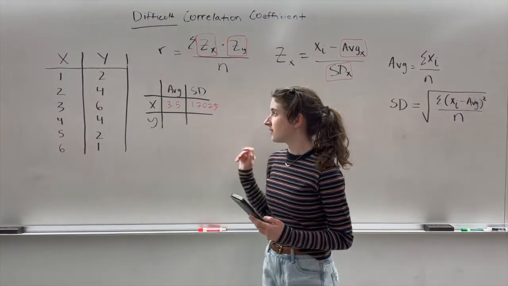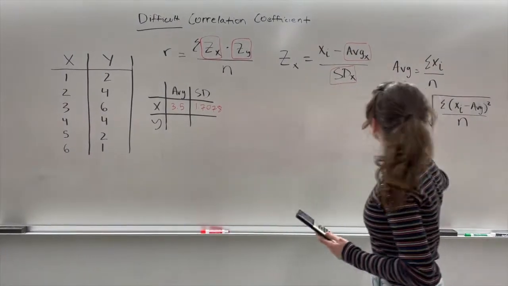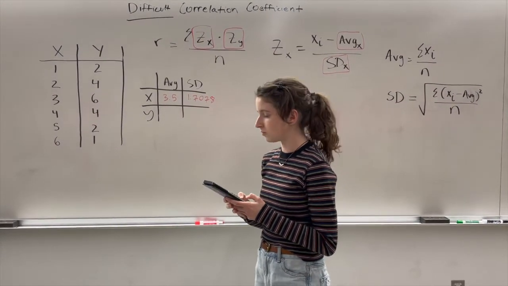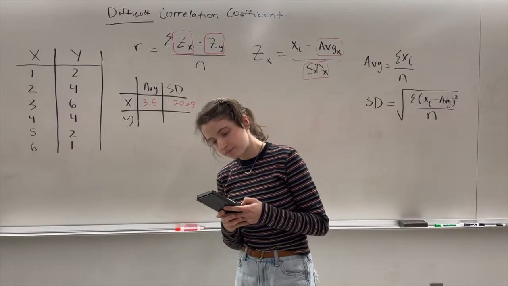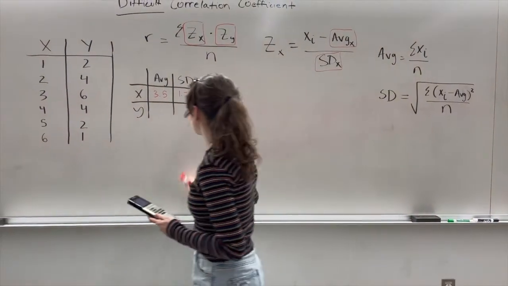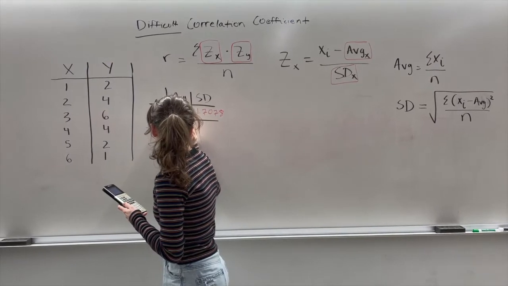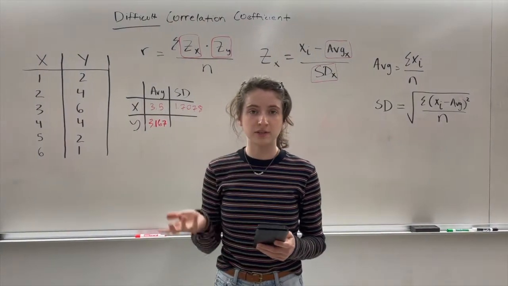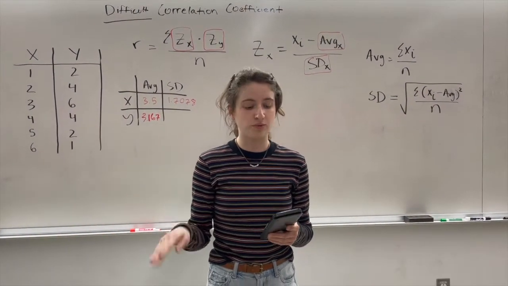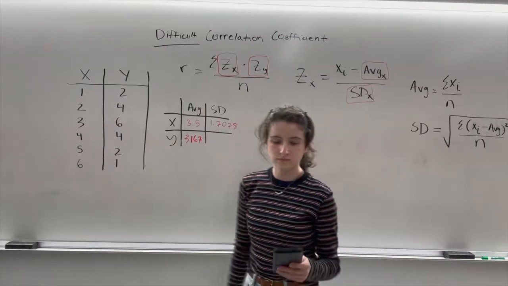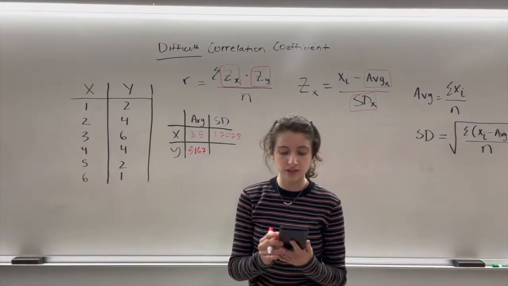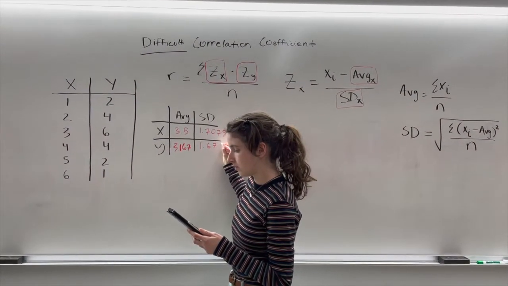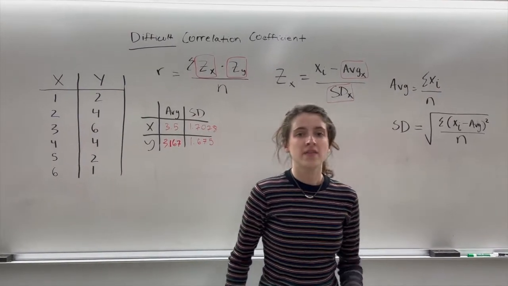Then we do the same thing for y. You sum up all y values and divide by the number of values. So 2 plus 4 plus 6 plus 4 plus 2 plus 1 divided by 6. About 3.167, right? And then we can do the same thing to find standard deviation of y as I showed you before for the x, so I'm not going to go through that again. Okay, so for the same calculations, you get that the standard deviation for y is about 1.675-ish.